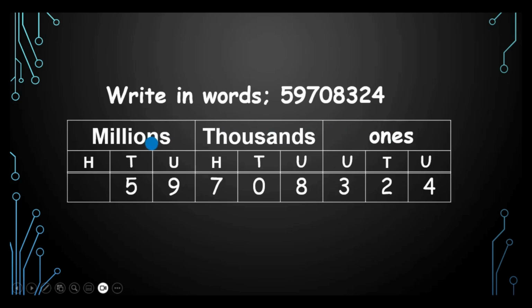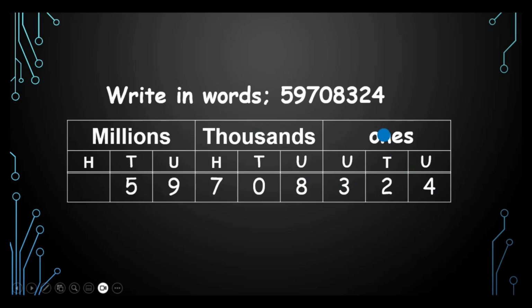Now, the next thing that you do is to read the number that sits under the place value. When you look at million, what number sits under the million? We have 59. So the first name here is 59, and the last name that you're going to call is million. So you say 59 million. Then the next here is thousand. What number sits under thousand? We have 708. So you read 708 and then you read the last name, so that would be 708,000. And the last one, 324.